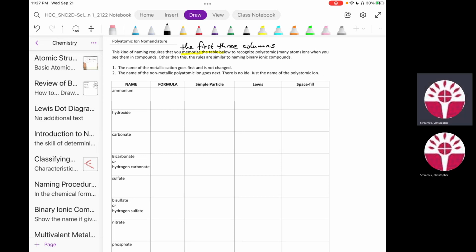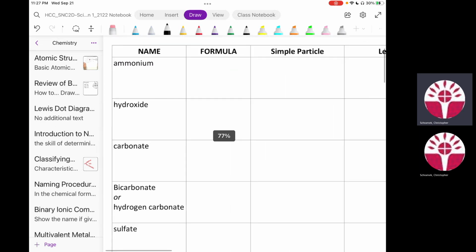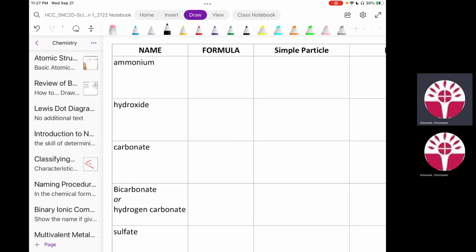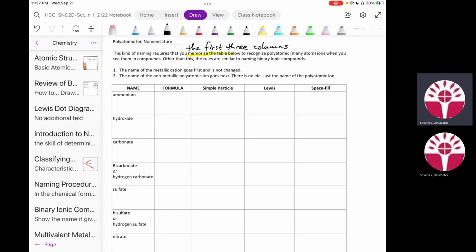The last two columns are more of a grade 11 chemistry thing, and we'll get into that. We can use it too, but it's not going to be required. So, polyatomic ions are ions where we have more than one atom making up a single particle. Let me back out and go to the rules.